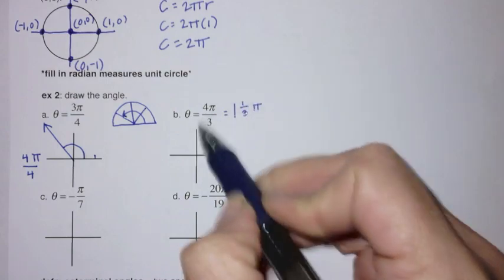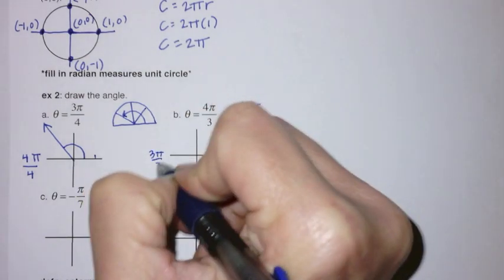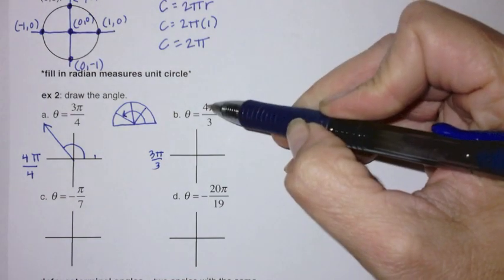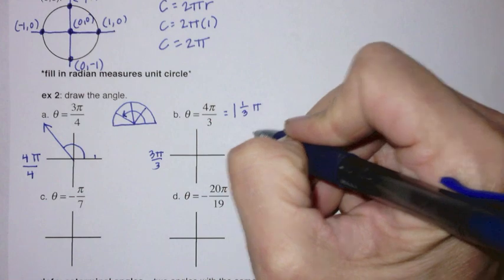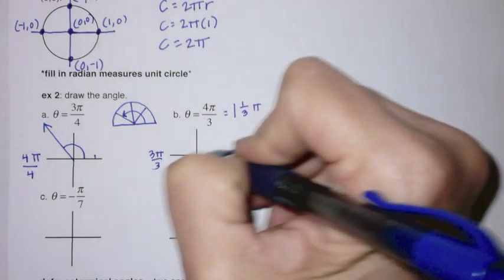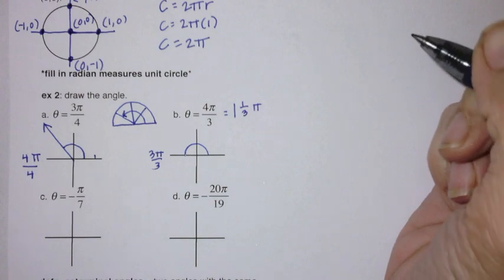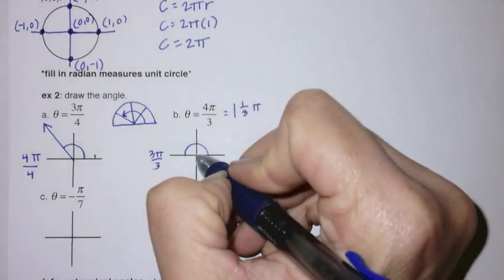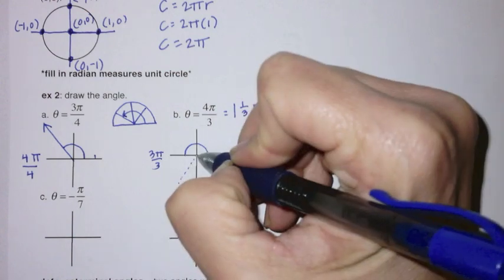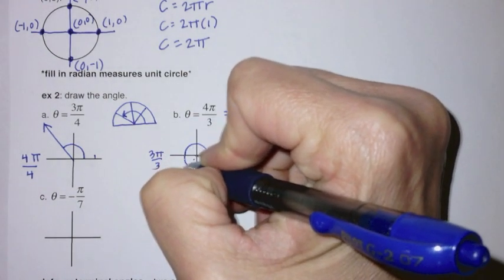And since this has a denominator of 3, I'm going to write this as 3 pi out of 3. I'm asked to graph 4 pi out of 3, so I'm going to be bigger than that. So if I look at this, here's all the way to 3 out of 3 pi, and then I actually need another one because it's 4 out of 3. So I'm going to divide the bottom half of the circle into 3 equal pieces, and I only need to go to one of them, so it's going to be right there.